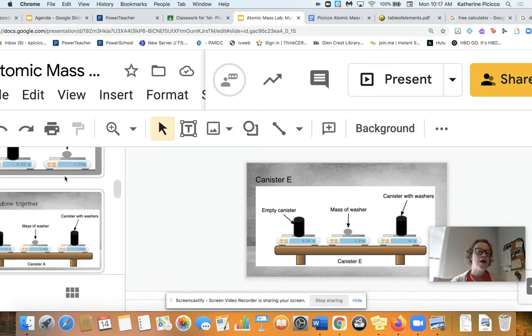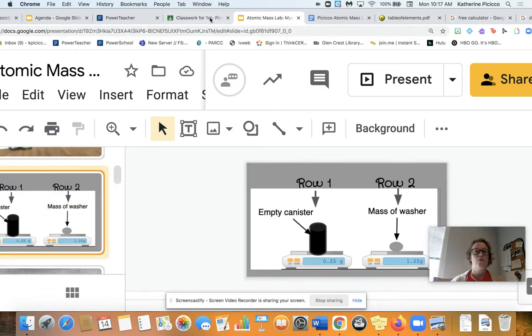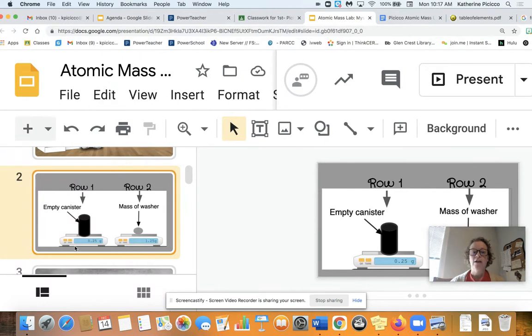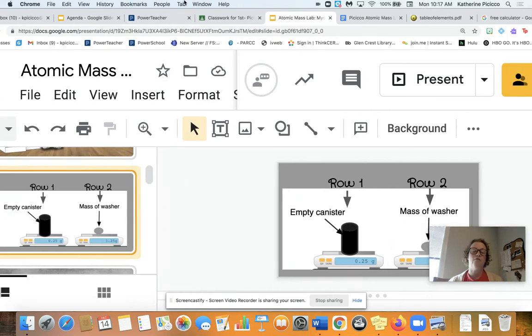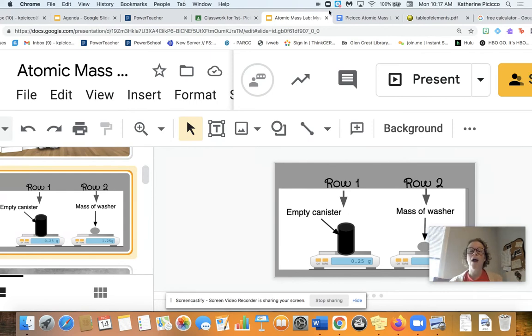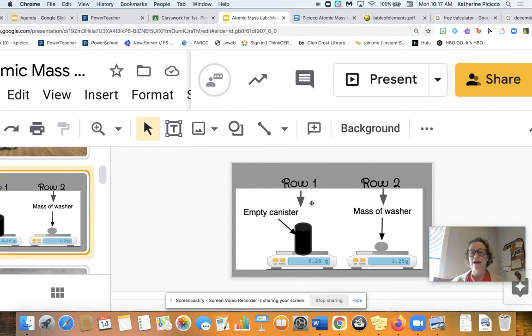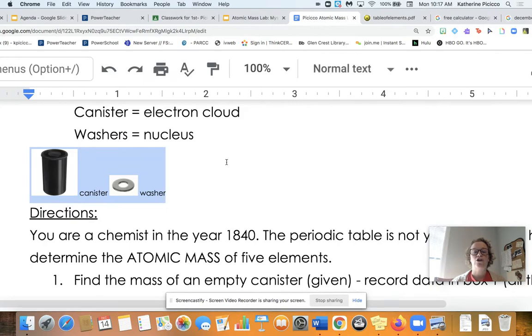Okay, so the very first thing that we're going to do is we have to know how much electrons weigh and also the mass of just one washer. It would be like the mass of one proton in the center. So when we weigh it, if we weighed it in class, we'd find out that the empty canister was 0.25 grams and one circle was 1.25. So we're going to put that into our chart.